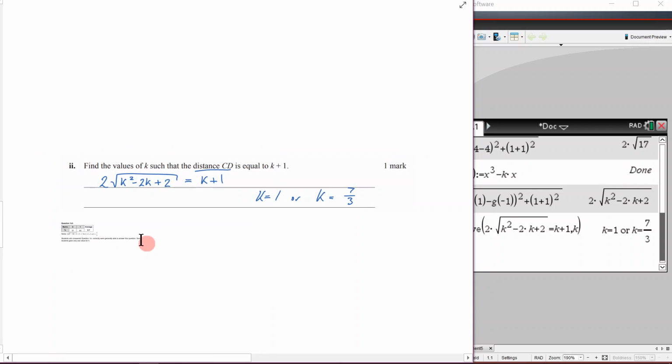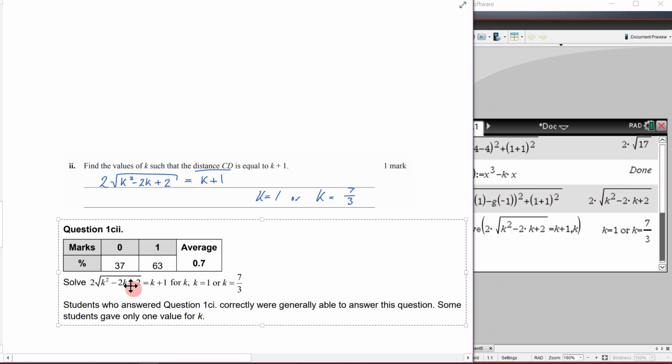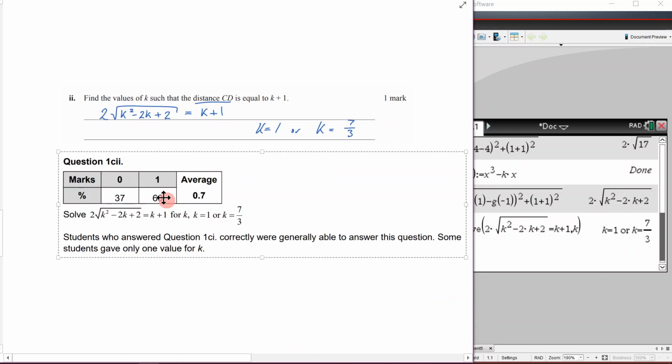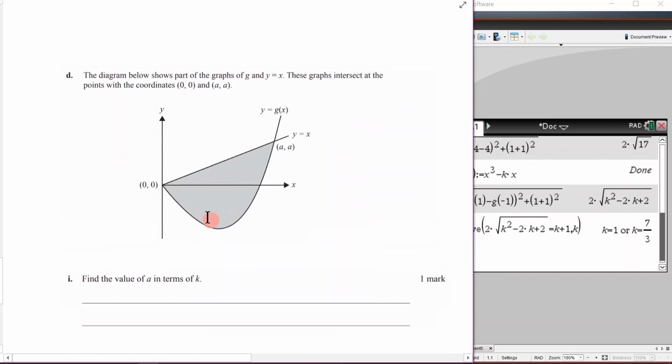Let's look at our examiner's report here. As you can see here, we're solving for when this is equal to k plus 1. And then we're going to get k is equal to 1 or k is equal to 7 on 3. 63% of students got the full 1 mark here. Students who answered question 1CI correctly generally were able to answer this question. Some students gave only 1 value of k. All right, let's close that up and let's come now to our 2 last questions.